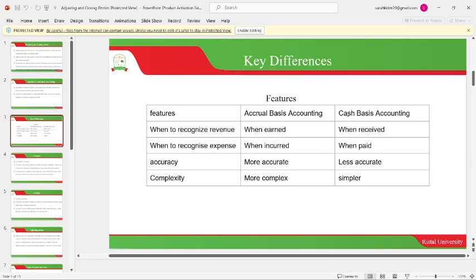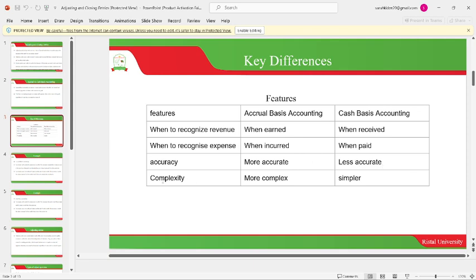Cash basis is less accurate because, for example, when you sold goods on credit, you will not record that transaction until you receive the money. That's when you will record. So cash basis leaves out some important information, which is why it is less accurate.